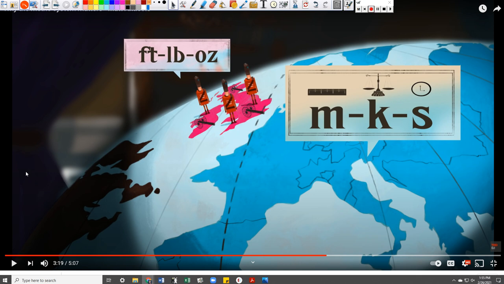You notice up there in the pink, do you recognize those units? And again, where did America originate from? Great Britain, France.